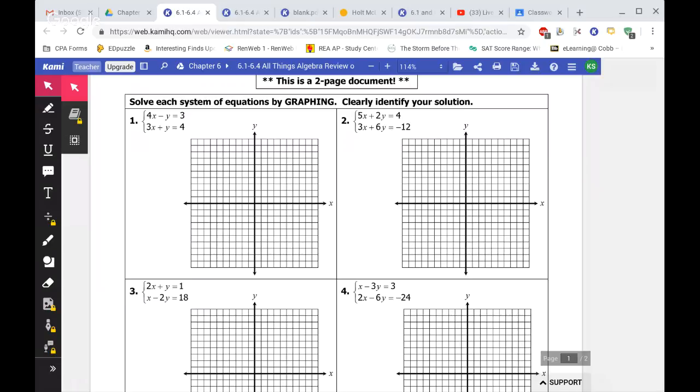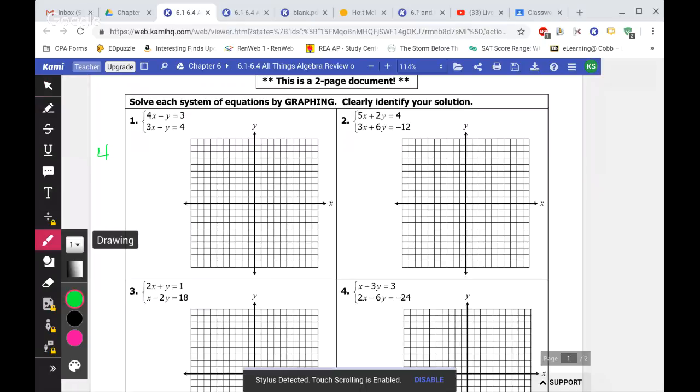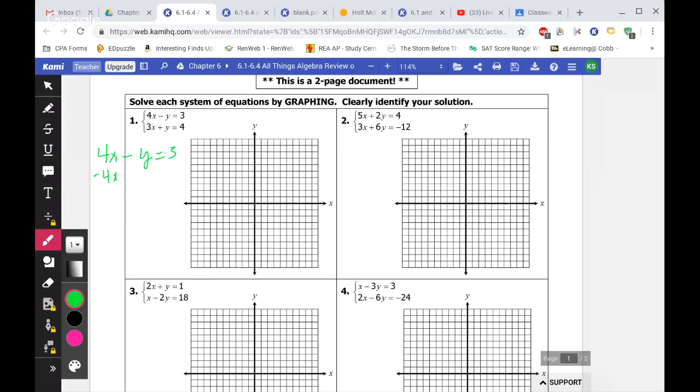Okay. First of all, when solving systems of equations by graphing, you need to make sure that your equations are in slope-intercept form, which is y equals mx plus b. And on number 1, neither of the equations are in slope-intercept form, so that's the first thing you're going to want to do. So I've got 4x minus y equals 3. I'm going to get 4x over to the other side. You can't just move it. You have to actually use the inverse operation. And so that's why we subtract 4x from both sides.